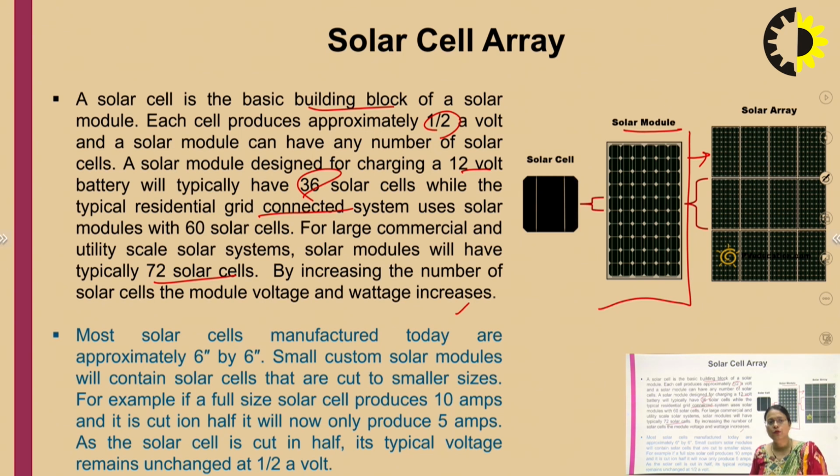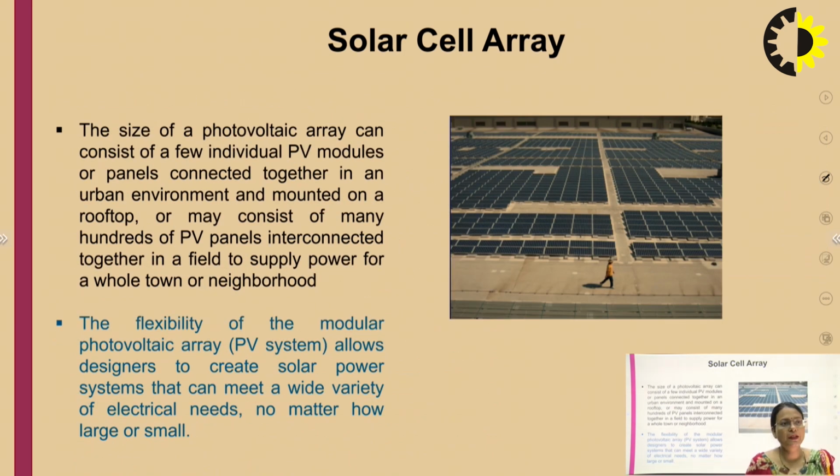Most solar cells manufactured today are approximately 6 by 6 inches, right? Small custom solar modules contain solar cells that are cut into smaller sizes. For example, if a full-size solar cell produces around 10 amperes and it is cut in half, it will now produce only 5 amperes. As the solar cell is cut in half, its typical voltage remains unchanged, that is half a volt for each cell.